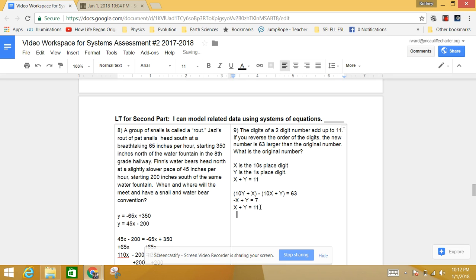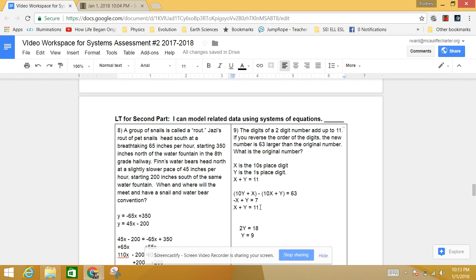So I'll add them, and I end up with 2y equals 18. That I divide both sides by 2, so y has to equal 9. Okay, so I now have my ones place digit. My ones place digit is 9. All right, I'm going to go back here, and instead of adding them, I'm going to subtract them.